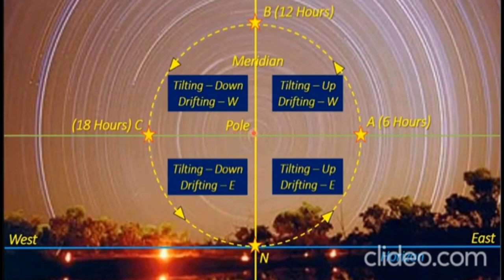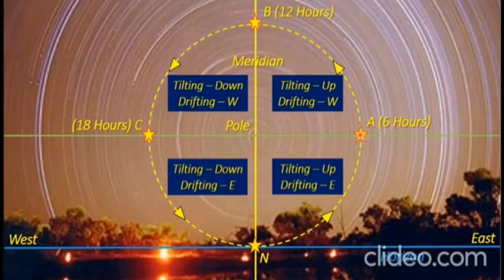Whenever the star is above this green color line, it is said to be above the pole, or in other words, its altitude is higher than the altitude of the pole. And whenever the star is below this green color line, it is said to be below the pole, which means the altitude of the gyro star is less than the altitude of the pole. So we come to a conclusion here.